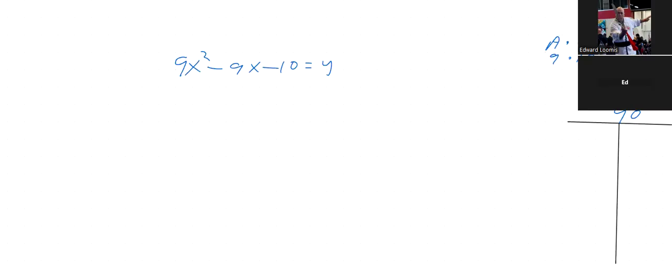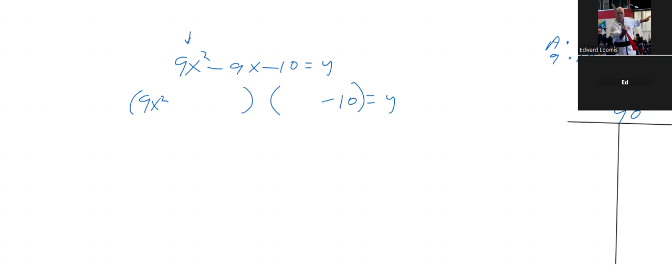We got 9x squared minus 9x minus 10 equals y. I'm going to factor this out. So I know I'm going to have two sets of parentheses, still equal to y. I'm going to take my ax squared, and remember, a is the number in front of the x squared. So that's your ax squared, 9x squared. I'm going to put it at the beginning of the first parenthesis. I'm going to take my c, which is the number without the variable, and that's a negative 10.